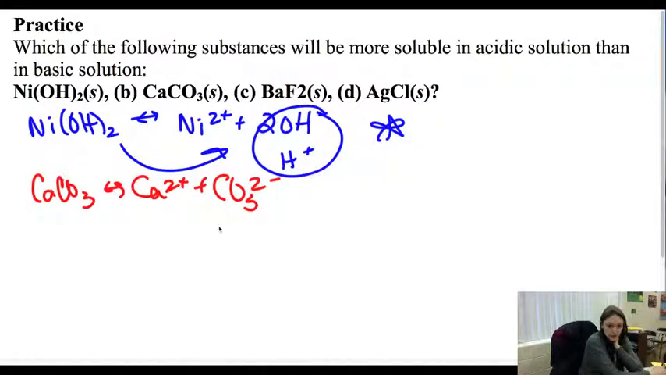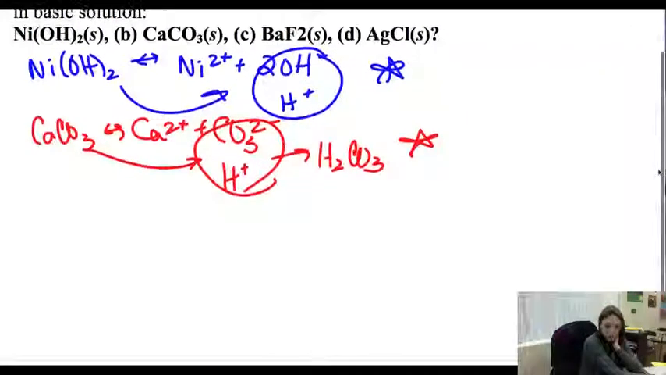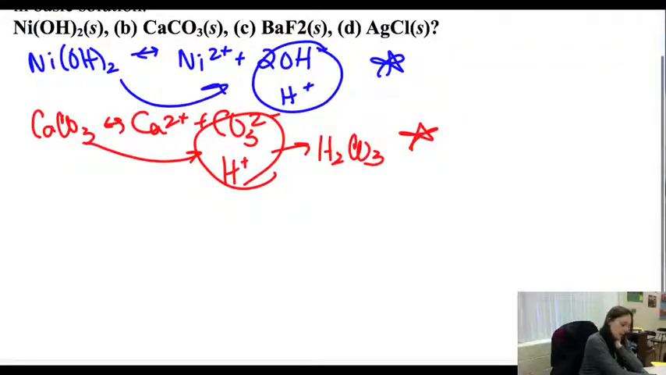Well, if I add the acid, it's going to want to go with the negative. That's going to make my H2CO3. Well, that's a weak acid, so it's just going to use up this continually as I add more and more of it. So this is going to want to shift to the right to replace. So this one's more soluble. Look at the next one. This one should be easy because it's the same kind of example as I had before.